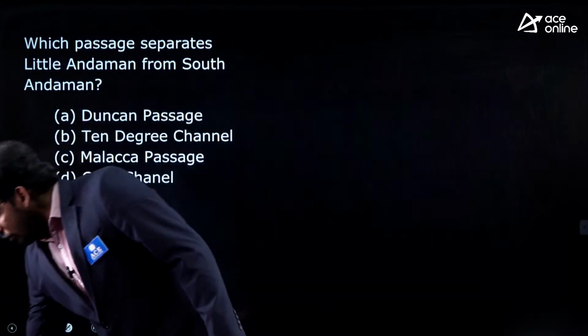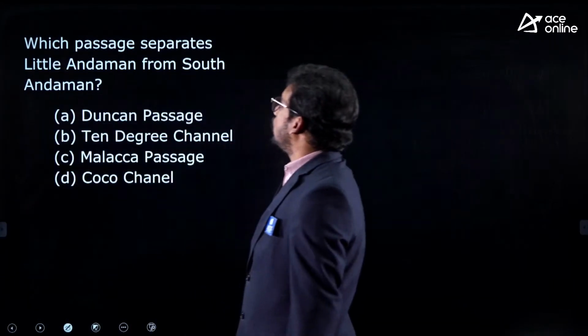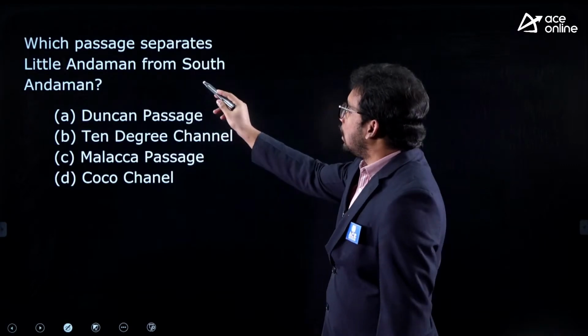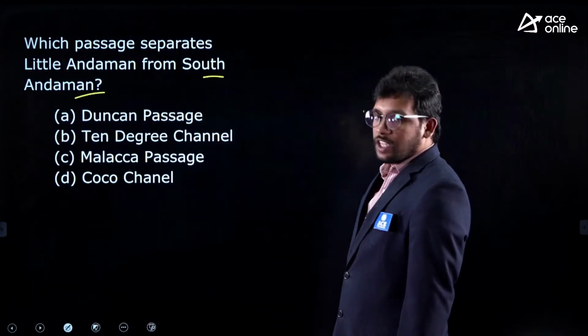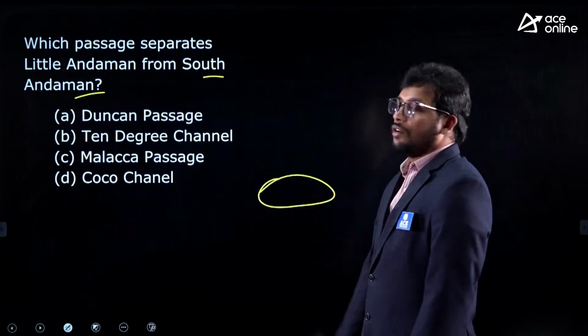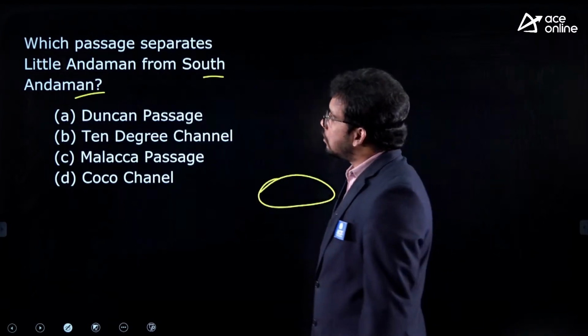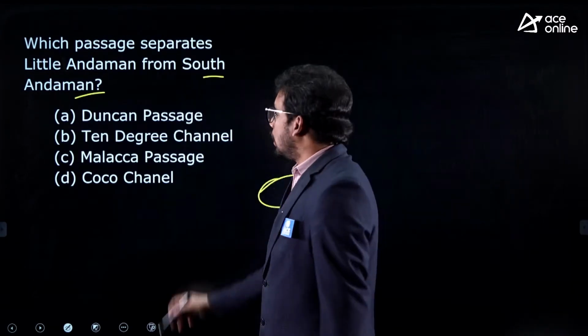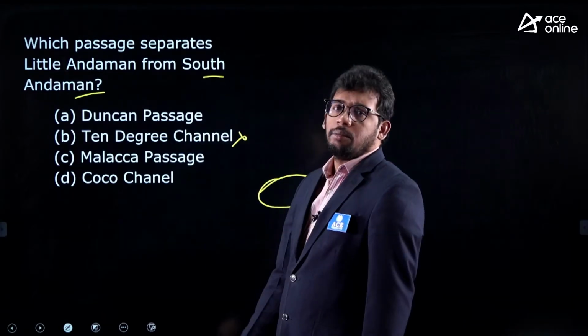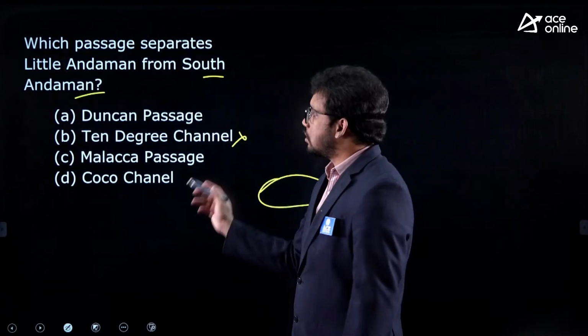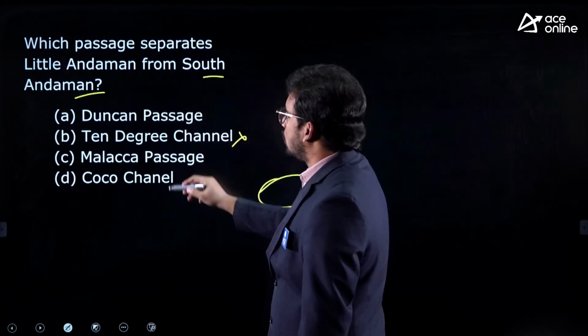Next, which passage separates the Little Andaman from South Andaman? Which passage, that means water body, which water body separates the Little Andaman from South Andaman? Duncan Passage, 10-degree channel. 10-degree channel divides between Andaman and Nicobar, right. So this is asked between Little Andaman and South Andaman.